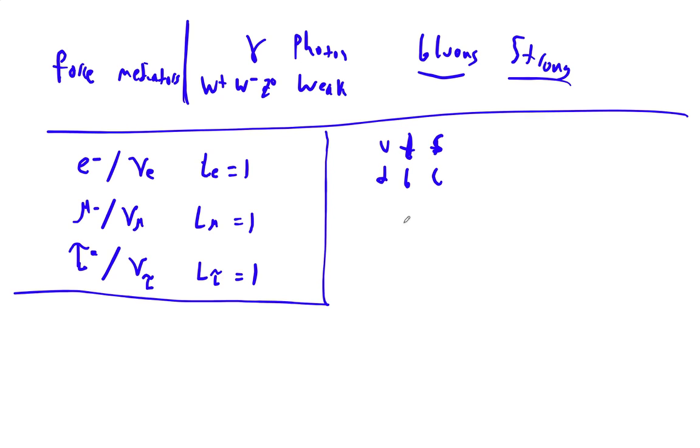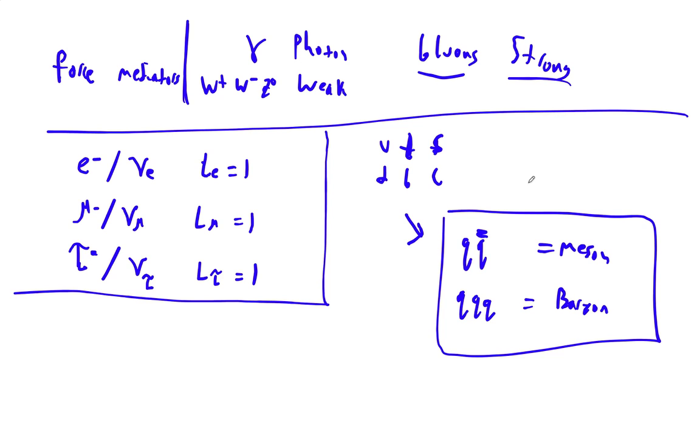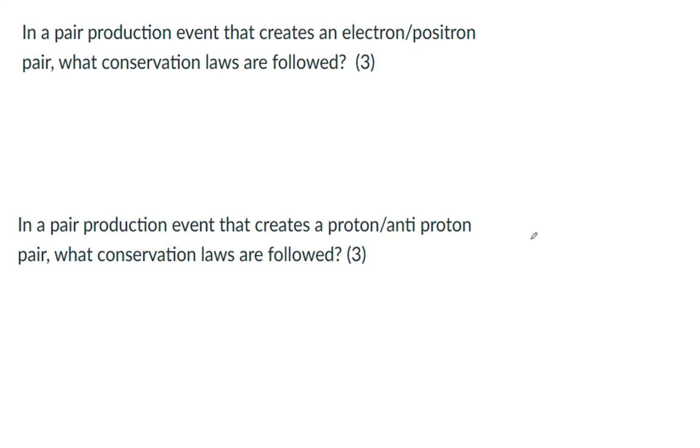And those quarks will make mesons. So if you've got quark, antiquark, that's a meson. If you have three quarks, that is a baryon. Okay, so these things, baryons and mesons, hadrons in general, are not fundamental particles. All right, so we talked about that in class.